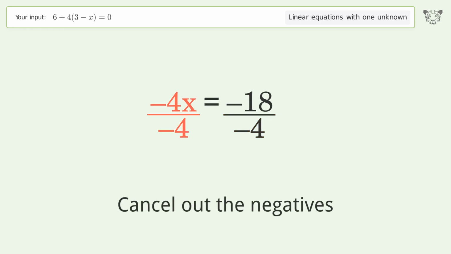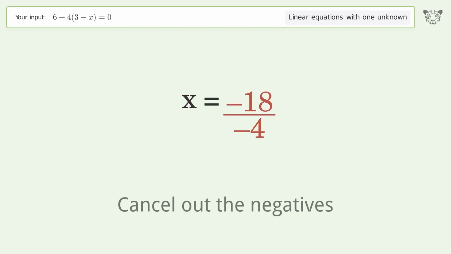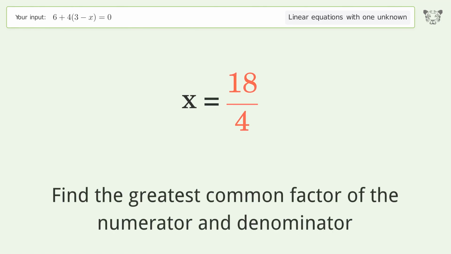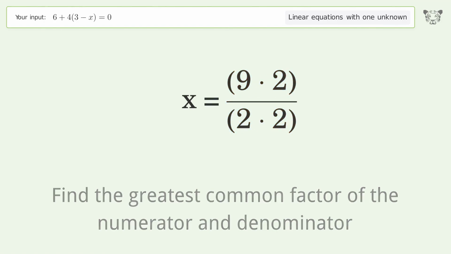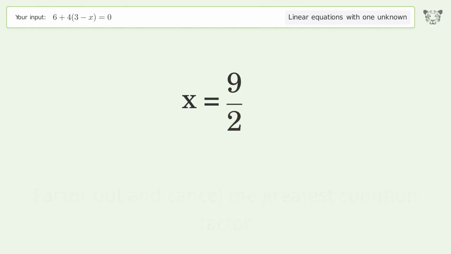Cancel out the negatives. Simplify the fraction. Cancel out the negatives. Find the greatest common factor of the numerator and denominator. Factor out and cancel the greatest common factor. And so the final result is x equals 9/2.